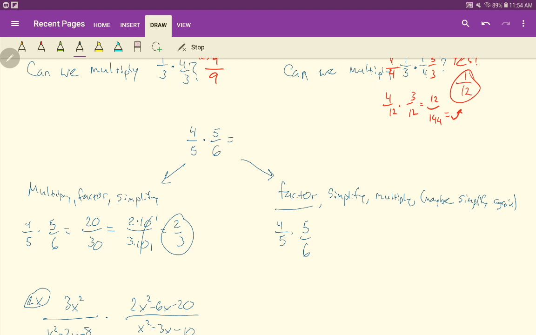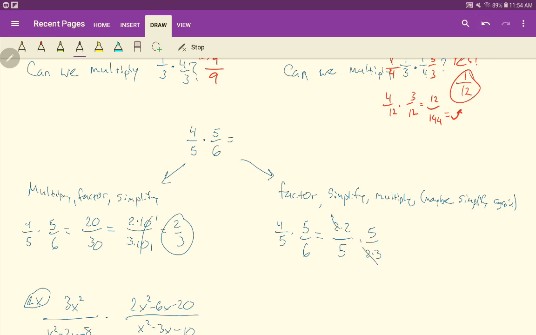However, we could factor first and then simplify. So what I mean by that is 4 factors to 2 times 2. We have the 5, and 6 factors to 2 times 3. Now, you'll notice here that these 2's and the 5 are all going to multiply together, and these 5 and the 2 and the 3 are all going to multiply together.